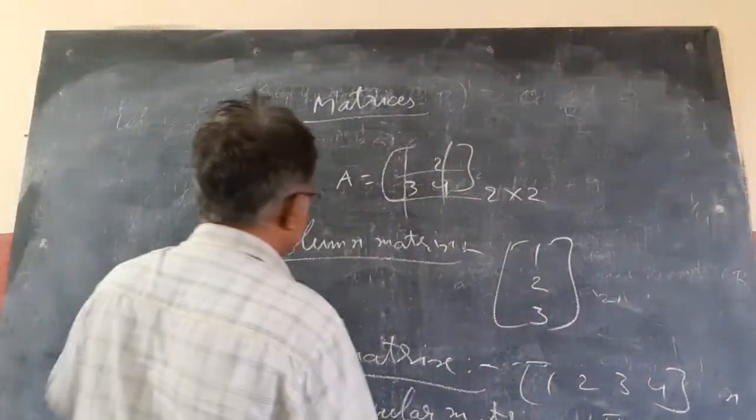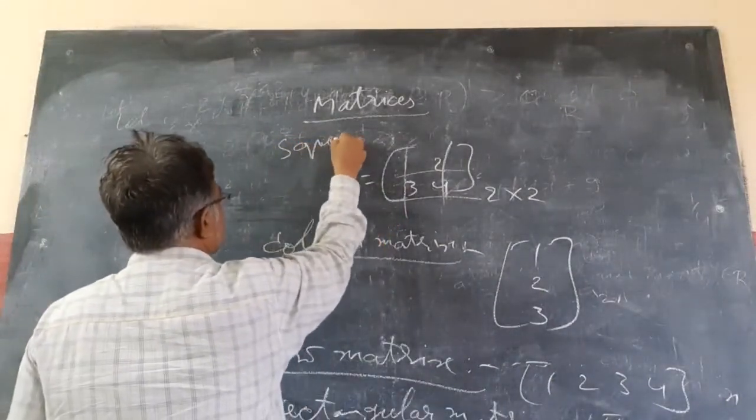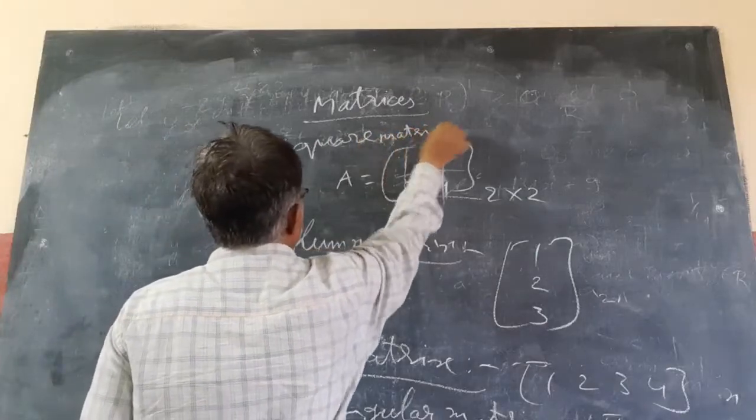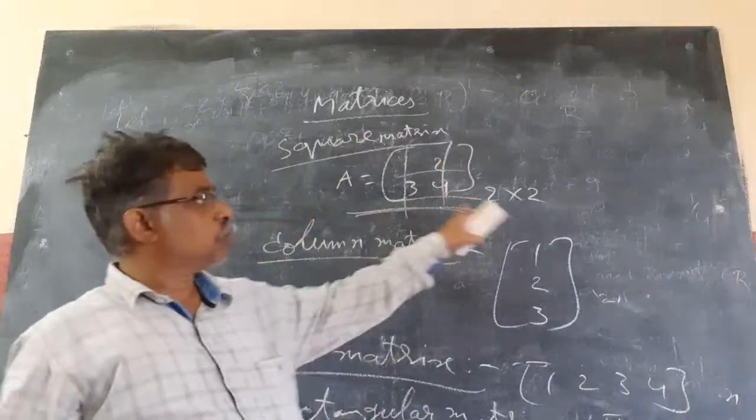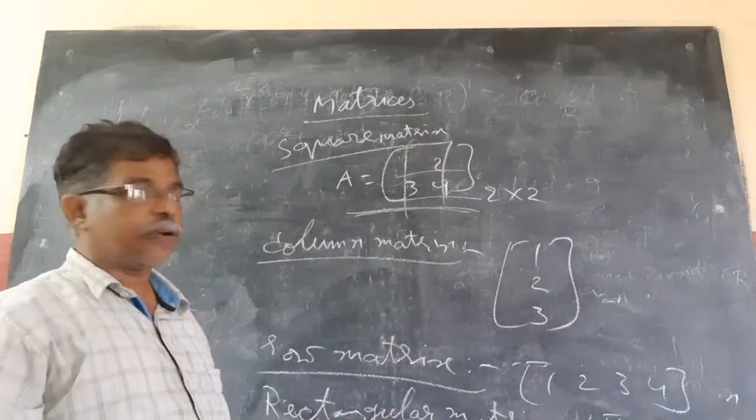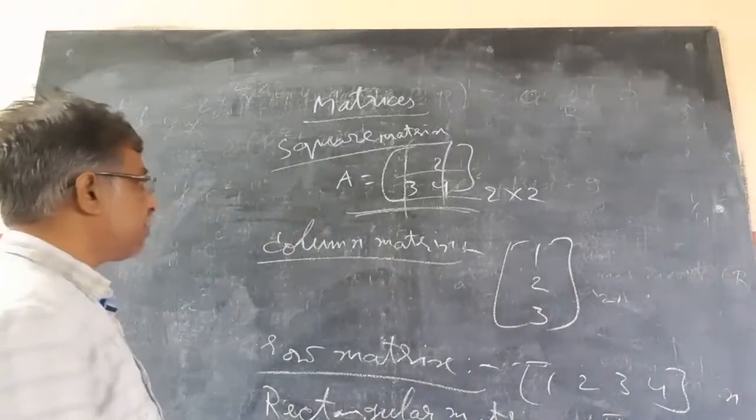Next, square matrix. A square matrix means the number of rows is equal to the number of columns. This is a square matrix, 2 by 2, rows equal to columns. If the number of rows equals the number of columns, then it is called a square matrix.